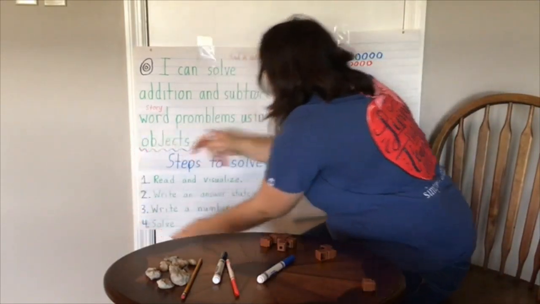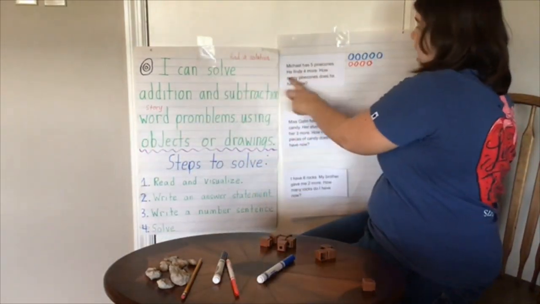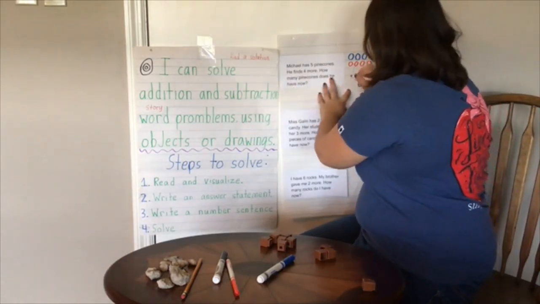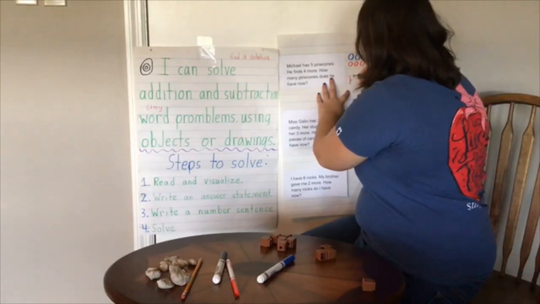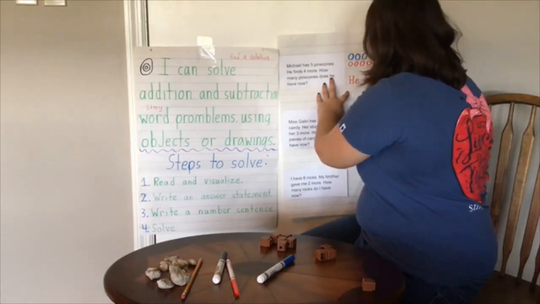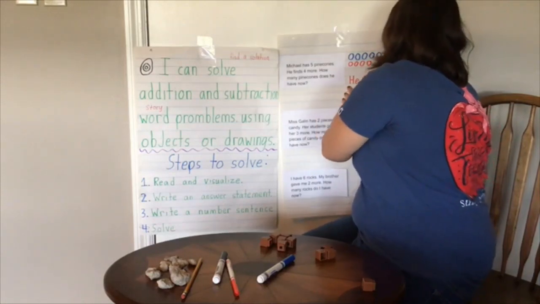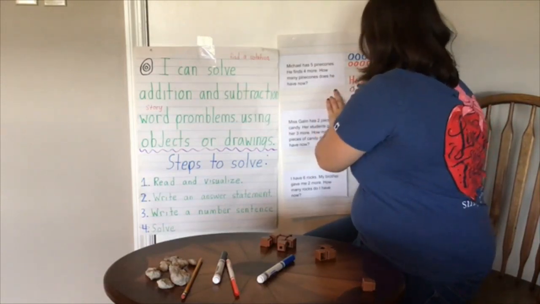Next step, our second step, is to write an answer statement. So what we're looking for is how many pine cones does he have now? And I would say he has blank pine cones.